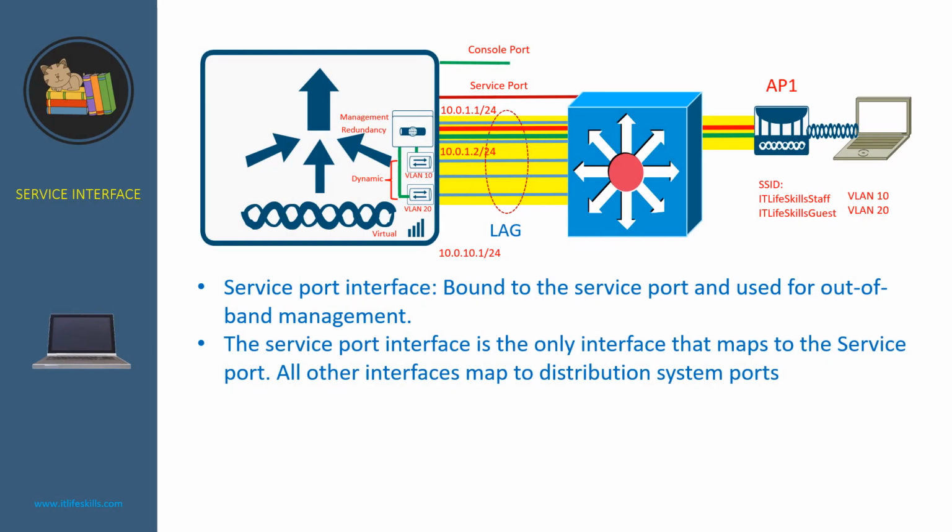The last interface is the service port interface. The service port interface is bound to the service port and used for out-of-band management. The service port interface is the only interface that's mapped to the service port. All other interfaces map to distribution system ports.